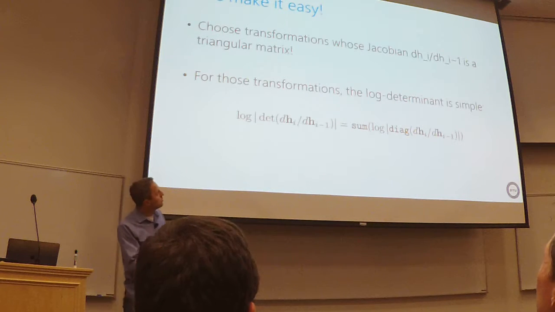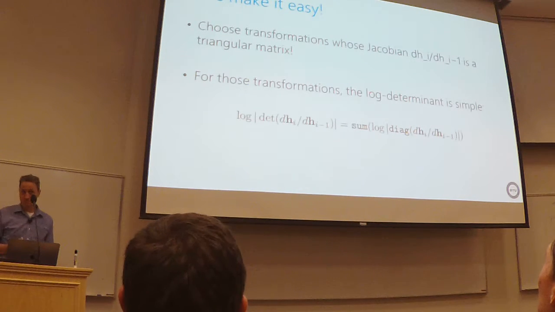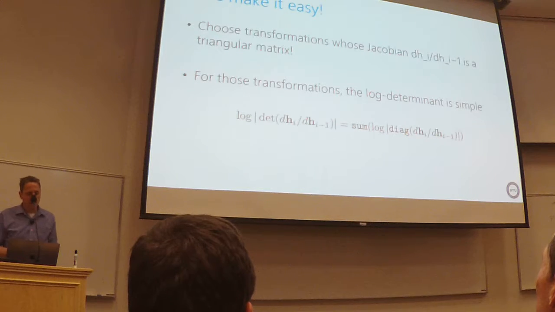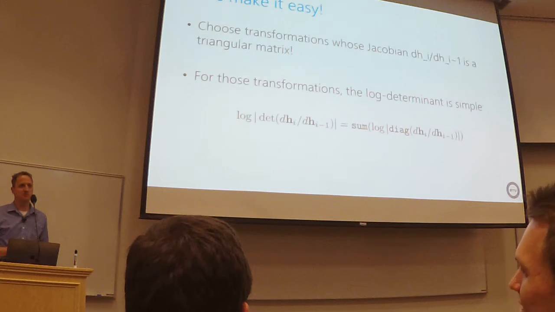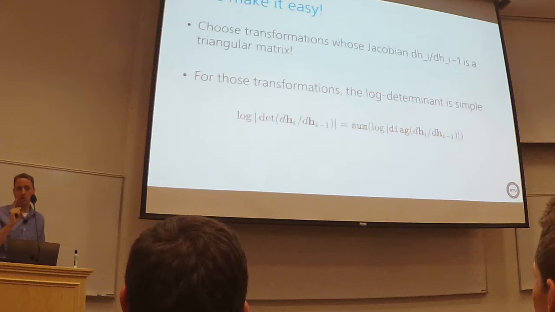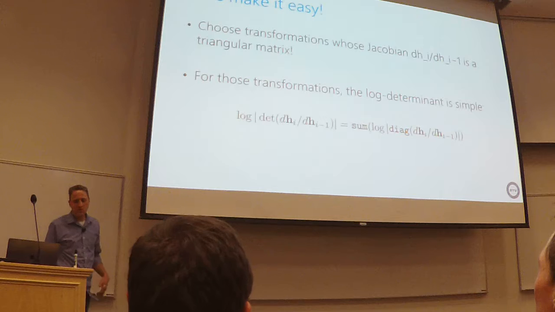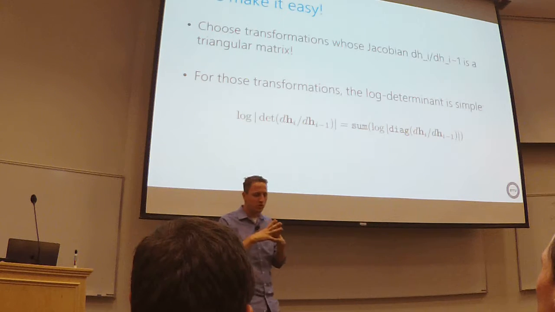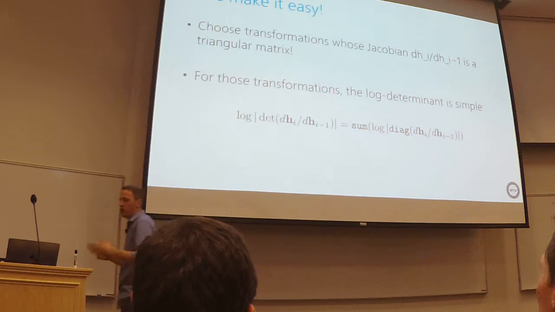If we choose transformations where the Jacobian is a triangular matrix, an upper triangular matrix, then the log determinant of the mapping from one hidden layer to the next is the sum of the log of the diagonal entries of the Jacobian. So you don't have to compute the whole Jacobian. All you have to do is compute the diagonal entries. And actually, we can do even better than that. We can create specific reversible neural net building blocks, where you don't have to do any Jacobian transformations at all. You just know the diagonal entries of the Jacobian.